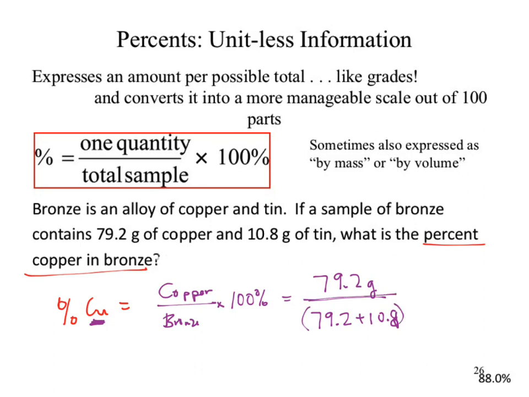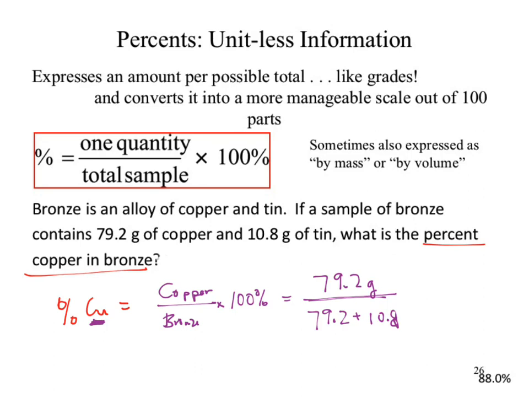I will very often see students do something along these lines. I already accounted for the 79.2, so I wrote that up there, so I don't have to write it again. How much copper is in 10.8 grams of tin? 0. There isn't any. That's why we called it tin. So be careful in your analysis that what you're including includes all of the information necessary. You may have to repeat your numbers.